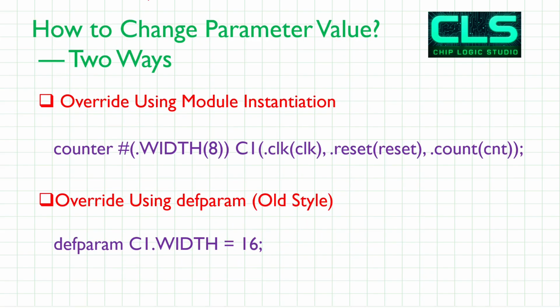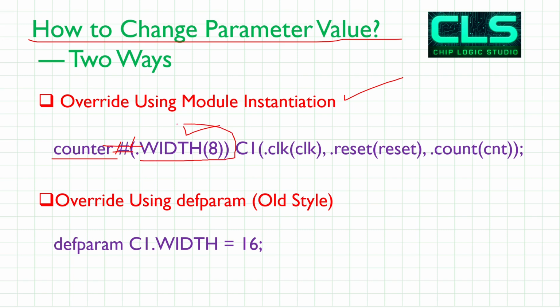Now here is how to change the parameter. There are two ways, one old and one new. First we will see the new way. Just like counter #(.width(8)), in the counter you have written that width, right? You can directly change it with #(.width), which is named instantiation, and with the hash you indicate that it is a parameterized template. Your width variable will be changed here.